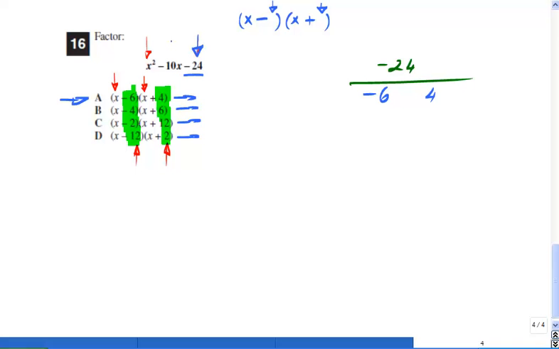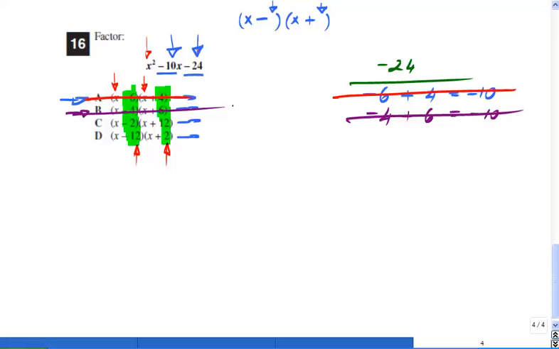We already checked that. Next, you have to check if the sum of these two numbers will be equal to the coefficient of the middle term, the first degree x, right? Is negative 6 plus 4 equal to negative 10? Well, I don't think so. And that's why A is not a good answer. Moving on to the next one. Okay, I have negative 4 and 6. Well, is negative 4 plus 6 equal to negative 10? I don't think so. Not good. Moving on to the next one.